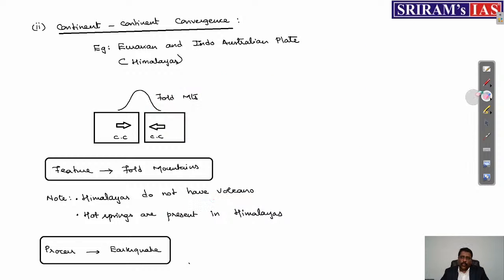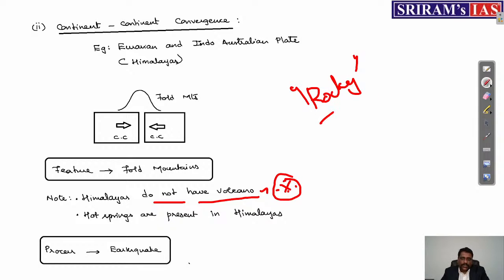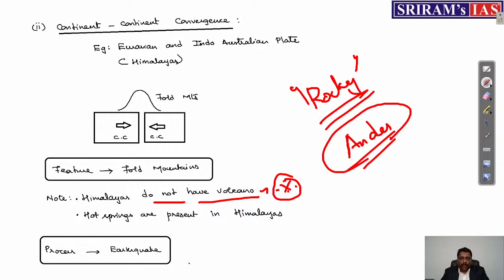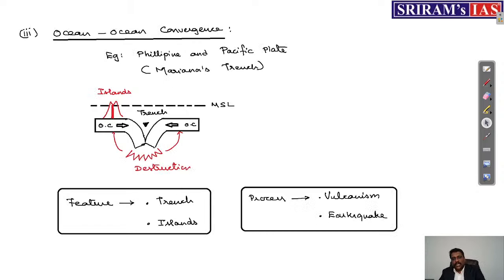So the Himalayas is one of the young fold mountains in the world which does not have volcano. A very prominent example, because except the Himalayas, any other fold mountains you take, the Rockies are known for volcanoes. Am I right? Even the region around the Alpine Cordilleras is known for volcanoes. The Andes is a fold mountain, right? Over and above the Andes, we have plenty of volcanoes, but in the Himalayas, we do not have volcanoes as such. And coming to the last type of convergent boundary, it is ocean-ocean convergence.